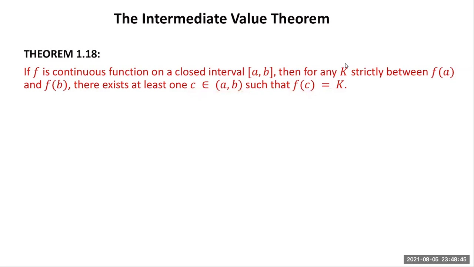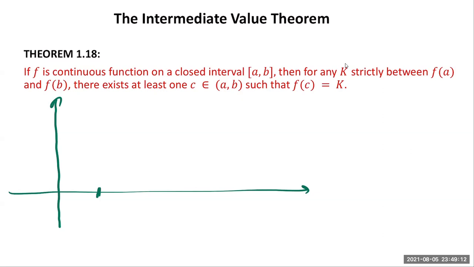Okay, what does this mean? If you read the statement again, f is continuous function on the closed interval a comma b, then for any k strictly between f of a and f of b, there exists at least one c in the open interval a comma b such that f of c is equal to k. Let's look at the geometry again to get an idea about what's going on here.